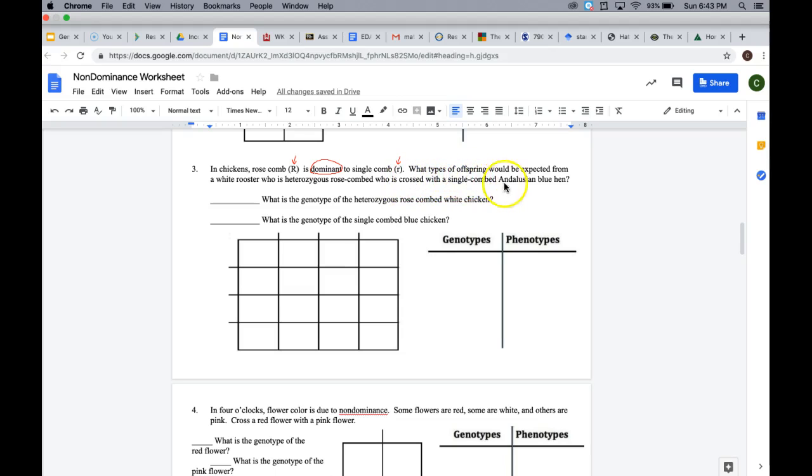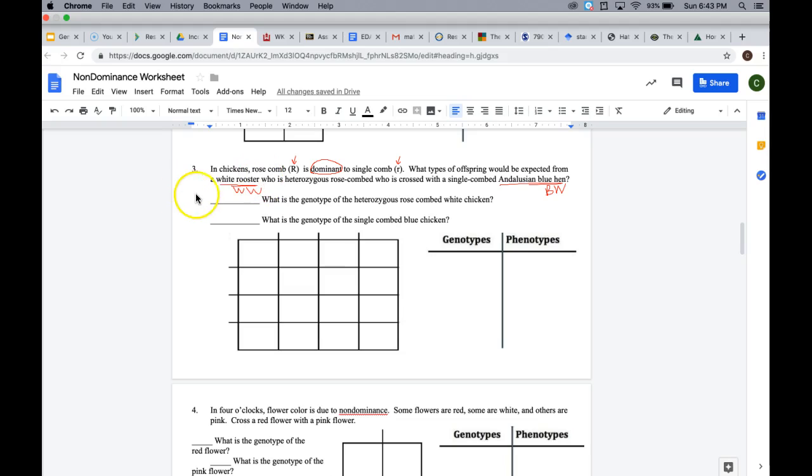What types of offspring would be expected from a white? Remember, color. So comb is dominant or recessive. White, though, is non-dominant. Okay, so this would be BW from above, and this would be WW. So now we got to think about this. What types of offspring would be expected from a white rooster who is heterozygous, rose-combed?